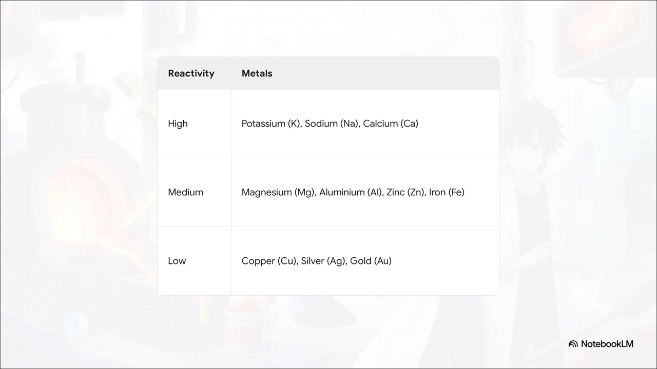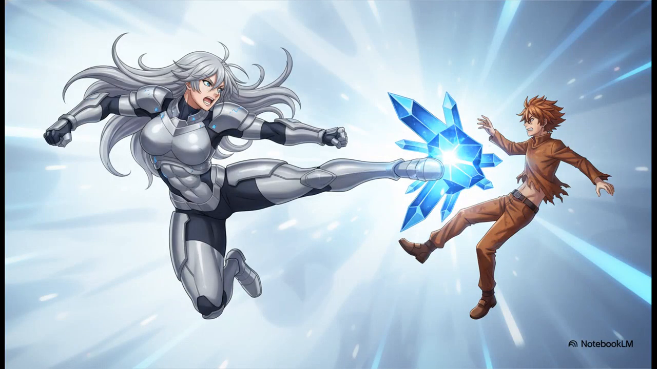ऊपर से नीचे आते हुए reactivity कम होती जाती है. It's that simple. And see how perfectly this builds into our next concept, displacement reactions. Because we know the reactivity series now, we automatically know that a stronger, more reactive metal can just kick out a weaker one. ज़्यादा ताकतवर metal कमजोर metal को उसके compound से निकाल फेंकता है.